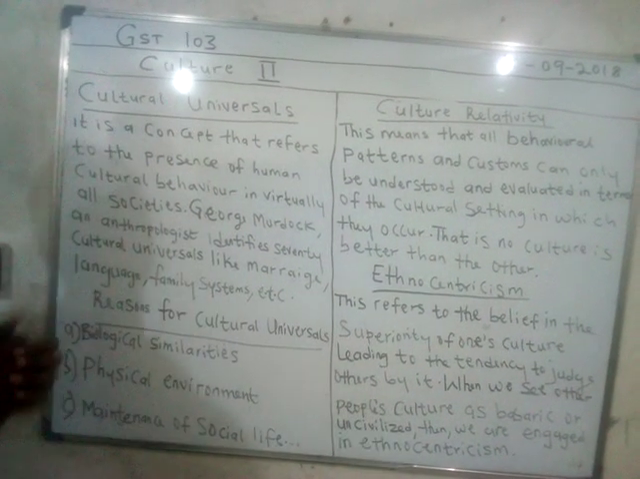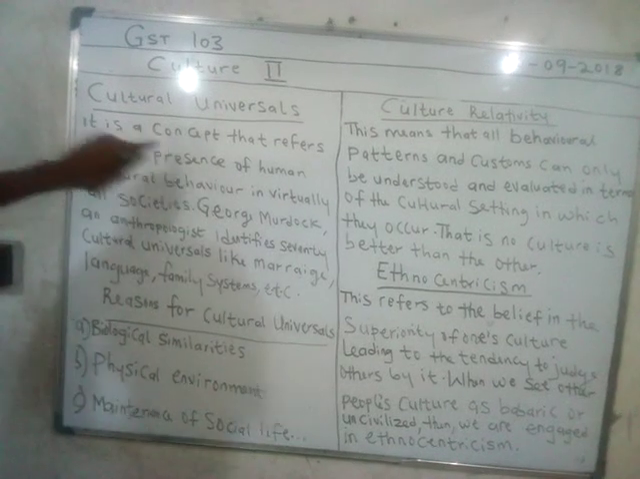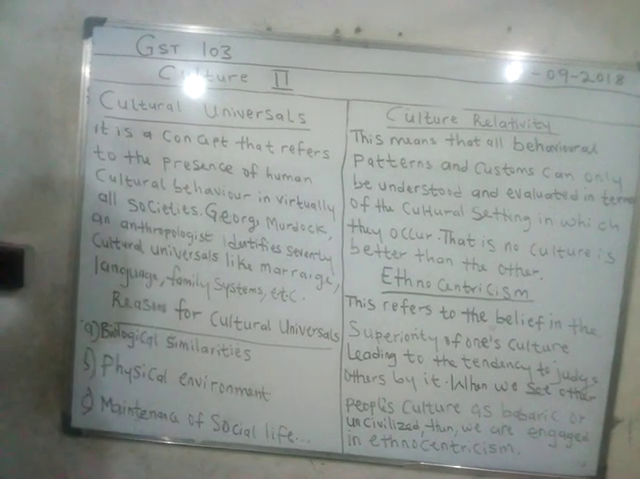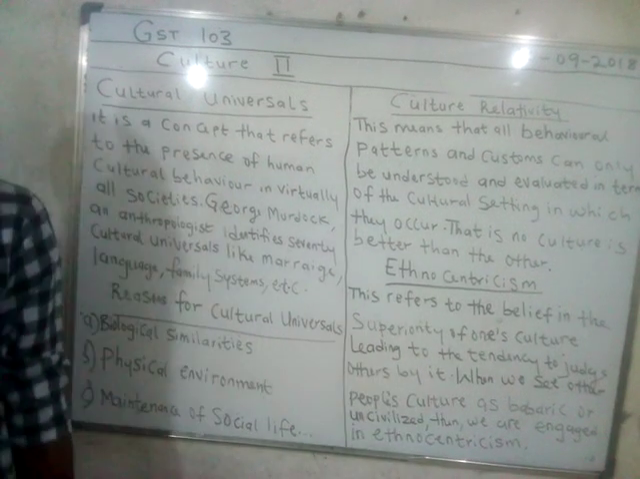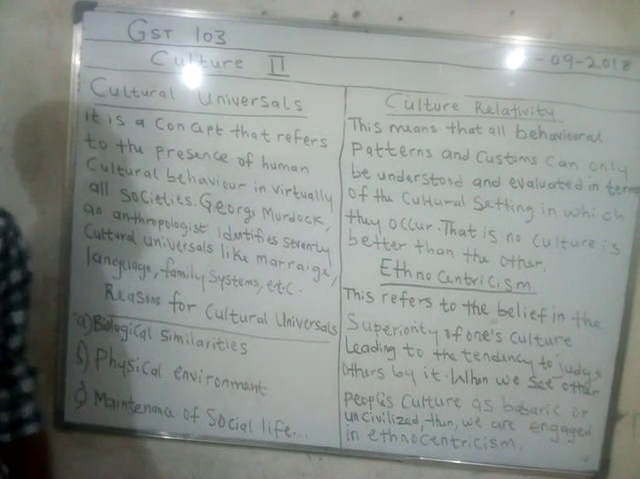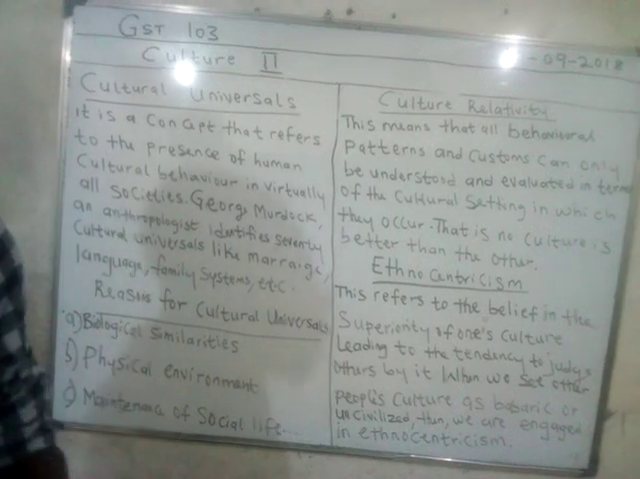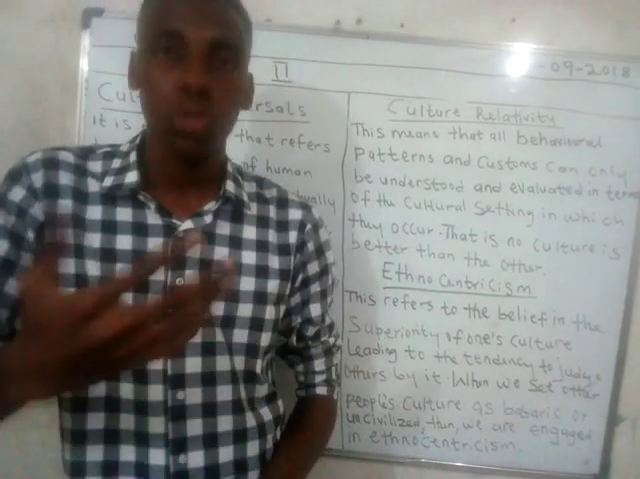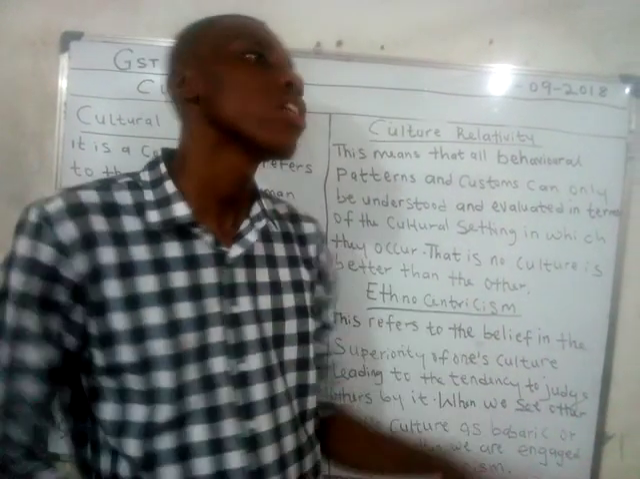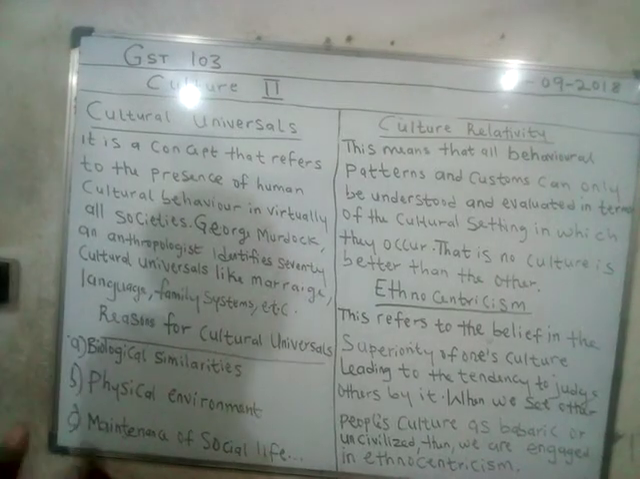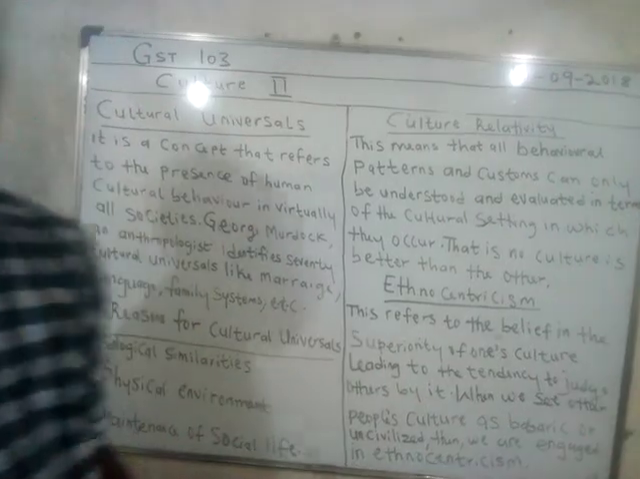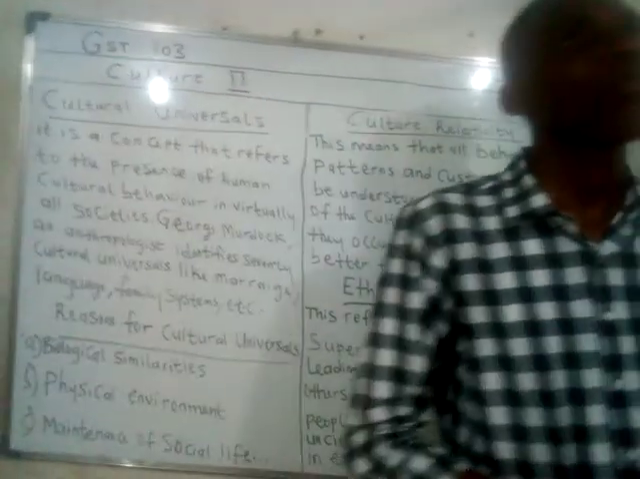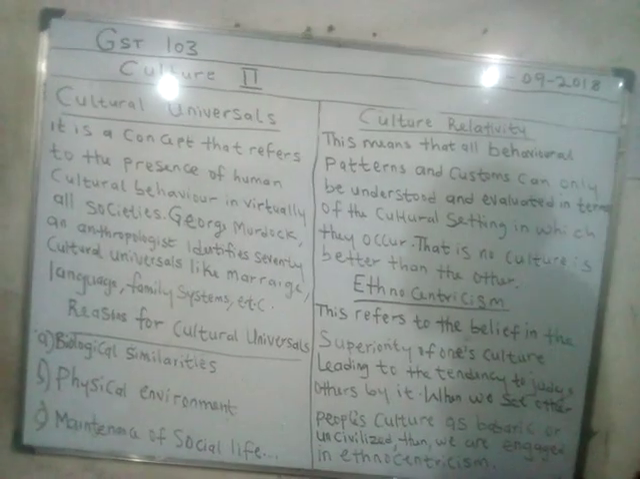What are cultural universals? It is a concept that refers to the presence of human cultural behavior in virtually all human societies. That means behaviors that are portrayed by humans in every society. An anthropologist, George Murdock, identifies 70 cultural universals. And now, I listed a few.